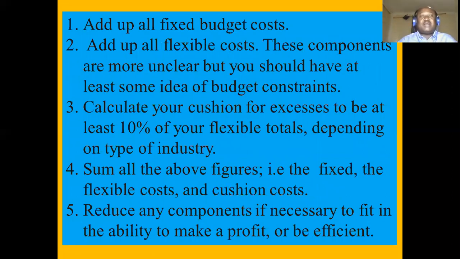Step one, add up all fixed budget costs. Step two, add up all flexible costs. These components are more unclear, but you should have at least some idea of the budget constraints. The flexible costs like maybe fuel, refreshment, may not be exact sometimes. There could be a change.